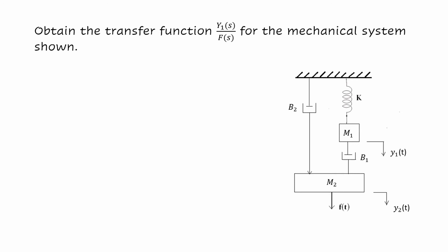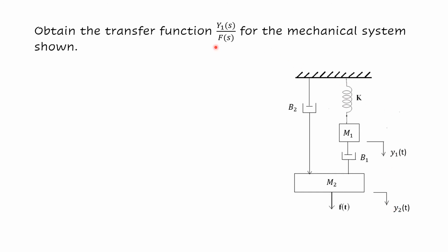The third question is to obtain the transfer function Y1(s)/F(s) for the mechanical system given. This system is again a translational system. We can observe this is the reference frame. We have two dampers B1 and B2, a spring K, the masses of the bodies m1 and m2 respectively, the applied force F(t), with the displacements y1(t) and y2(t). So y1 and y2 are the displacements.